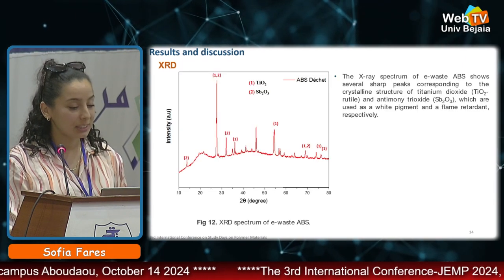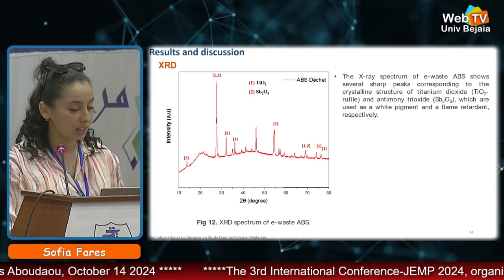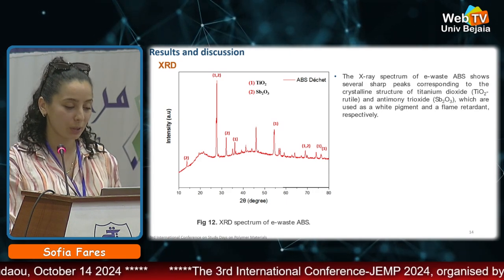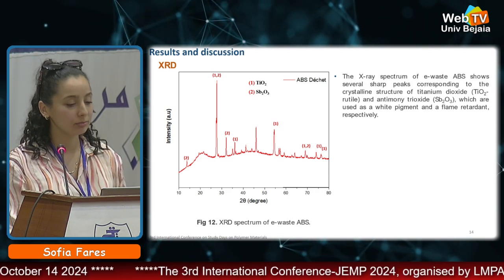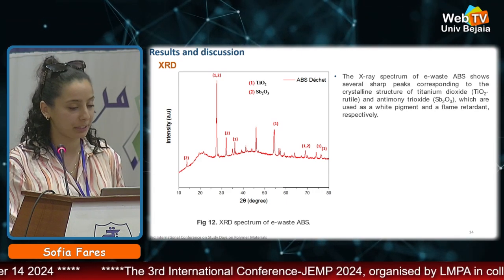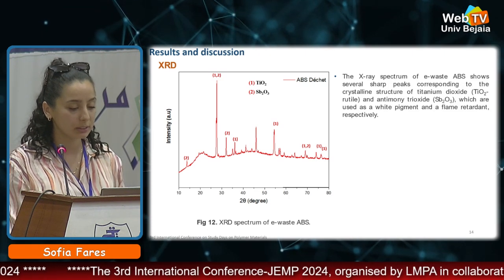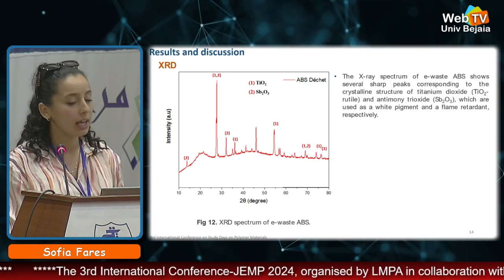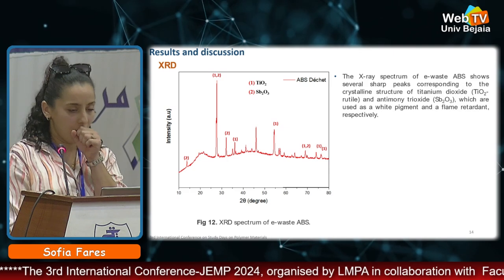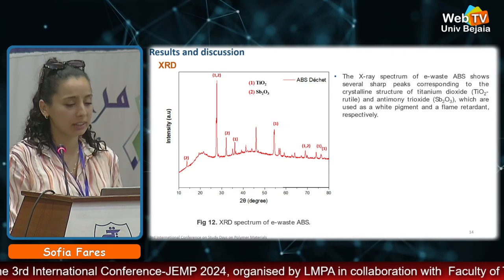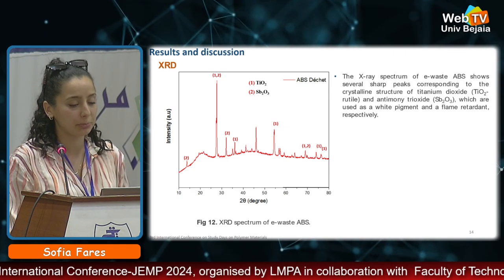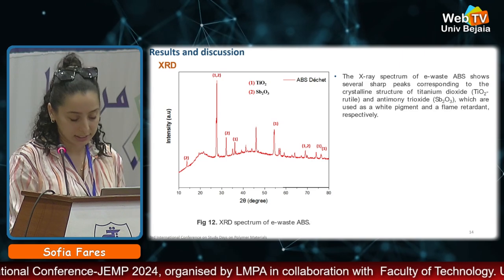The second spectrum is the spectrum of waste ABS. It shows several sharp peaks corresponding to the crystalline structure of titanium dioxide and antimony trioxide, which are used as a white pigment and flame retardant, respectively.